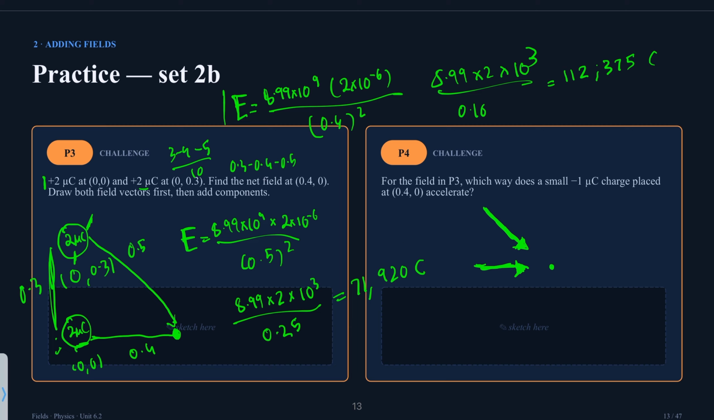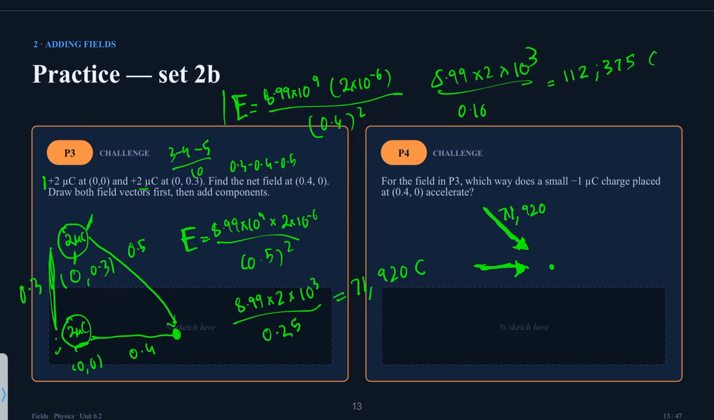So the net field strength, right? It's going to be a bit different because we have 2 horizontal components and 1 vertical. So we have to add these components. And let's go ahead and do that. So 0.5. And we know this is 71,920 coulombs, right? How do we find the components of this?